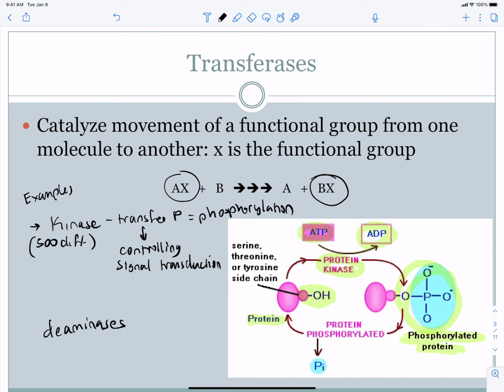Now, on the other side, we're going to have phosphatases. And this is going to be able to dephosphorylate that protein, remove the phosphate from that protein. So these are different types of transferases.